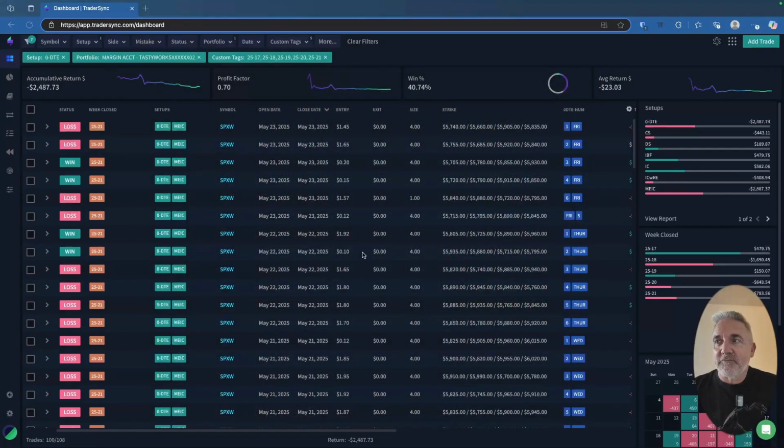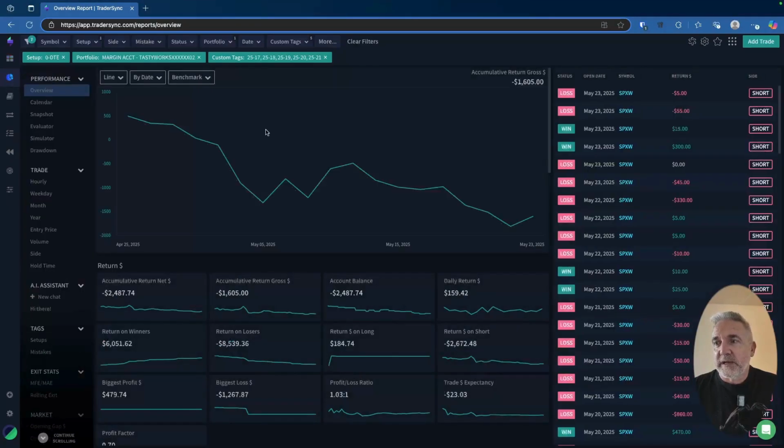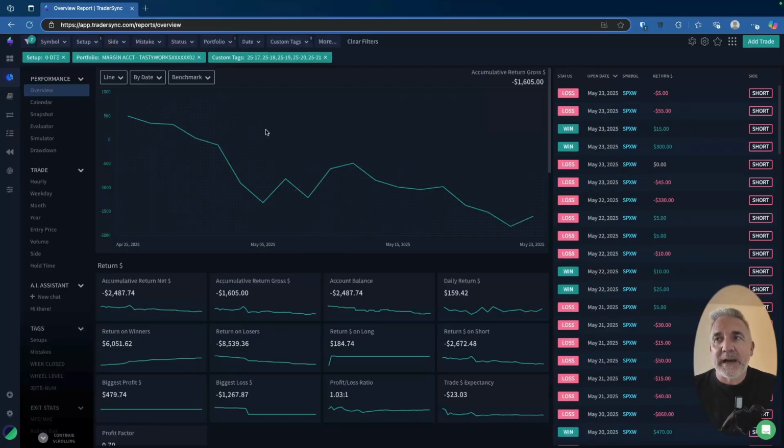All right, so anyway, what we're looking at right now is my cumulative return since I started my focus on zero DTE trading, which was in week 17. We're getting ready to start week 23. We just finished week 22, and this is through week 21. So my cumulative return through week 21 is a loss of just under $2,500. And we can take a look at the chart here in the reports section. Now, keep in mind that's a loss, and that's typically not a sign of success.